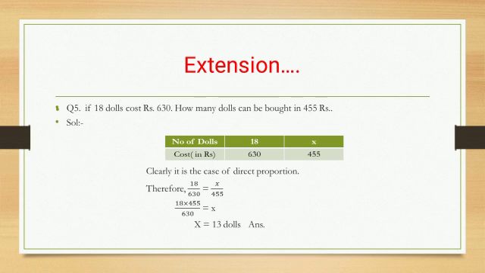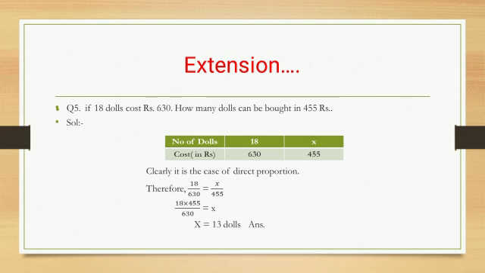Therefore, if the problem is of direct proportion, then the ratios must be equal. So what is the ratio over here? That is 18 upon 630 will be equal to x upon 455. So here we have only two ratios, and they should be equal to each other. After this we need to find the value of x, and that is already in the numerator, so we get less work over here. We only need to cross multiply 455 from the right hand side to the left hand side.